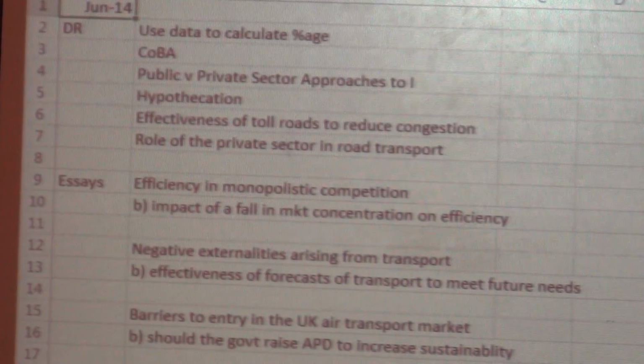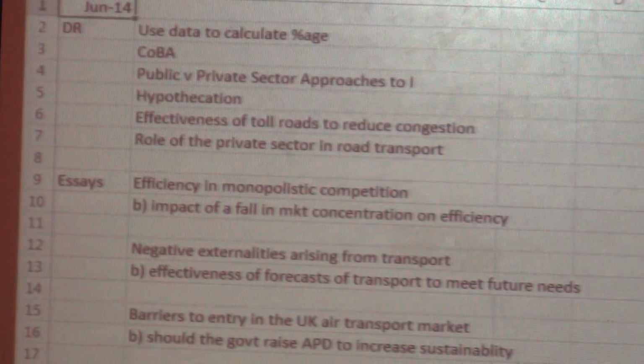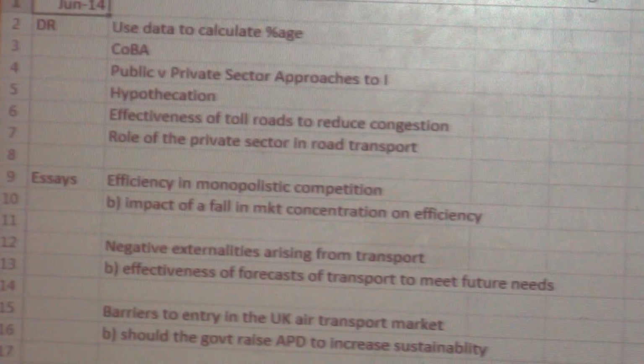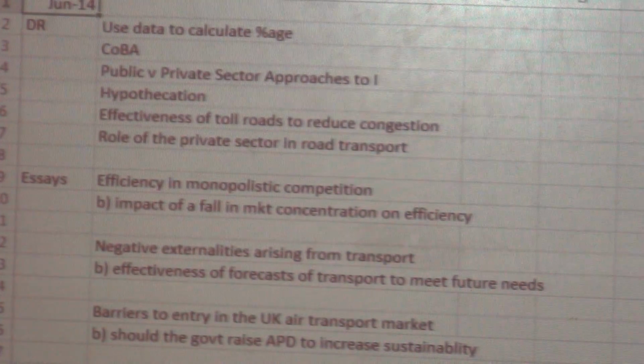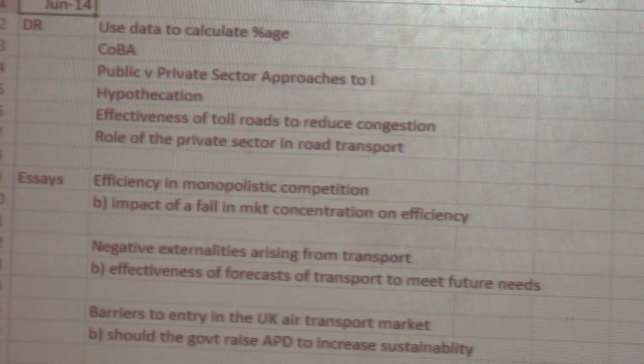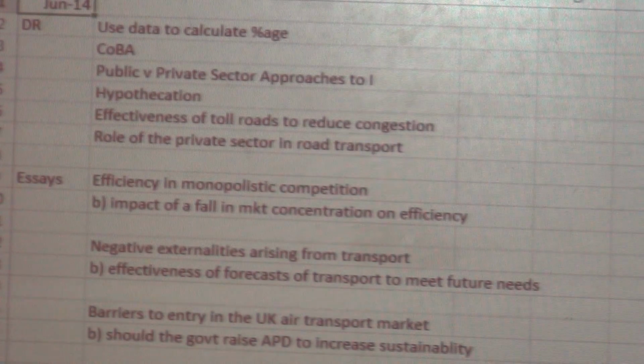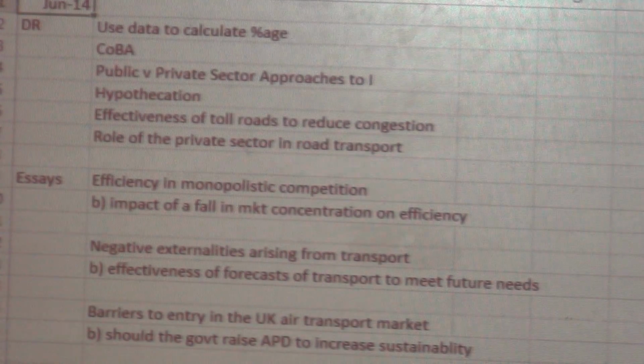The essays on the 2014 paper were with regard to efficiency in monopolistic competition. Do make sure that you do not confuse monopolistic competition with monopoly, as one or two candidates of mine did last year, and to their cost. So make sure you read the question carefully. Is it monopoly or is it monopolistic competition?